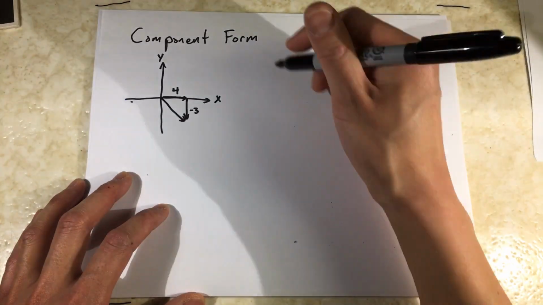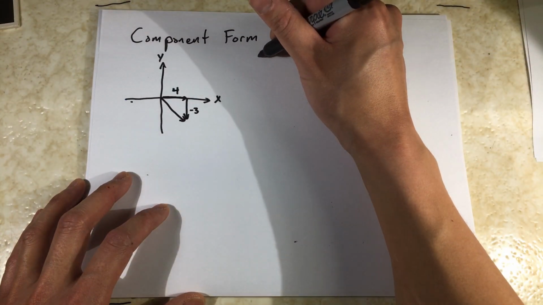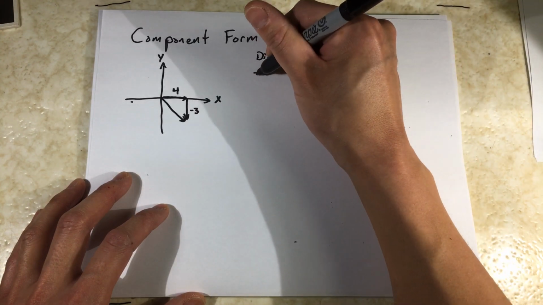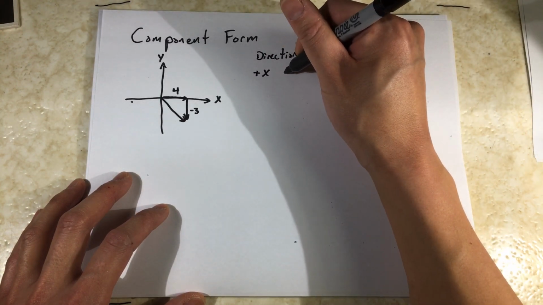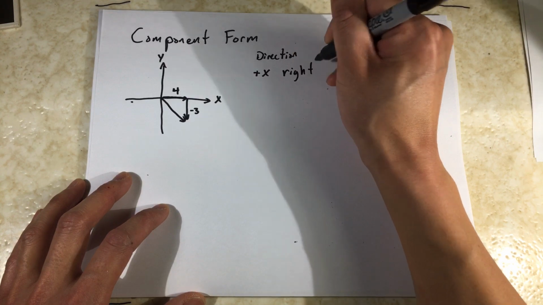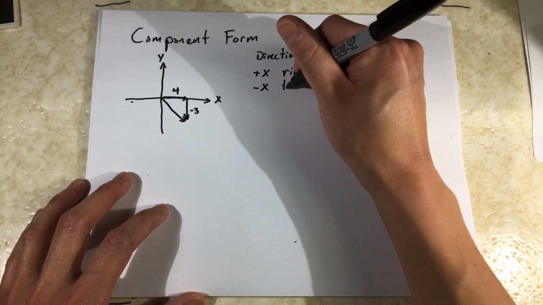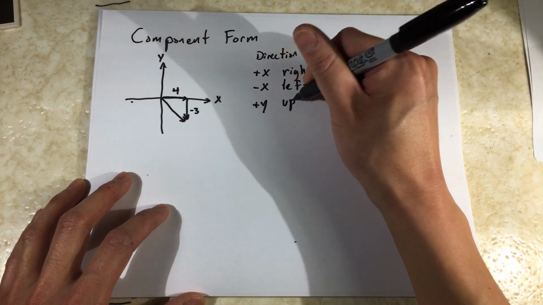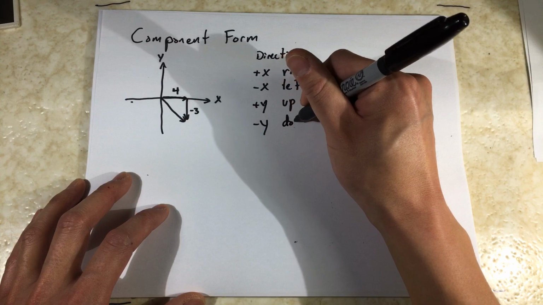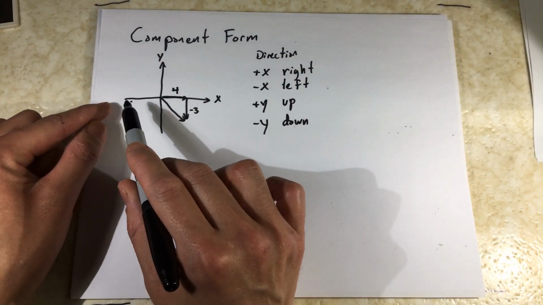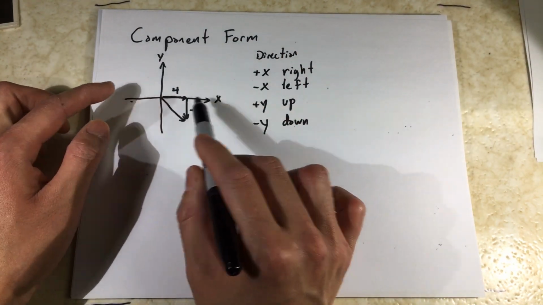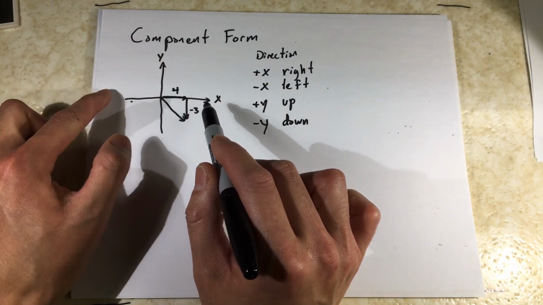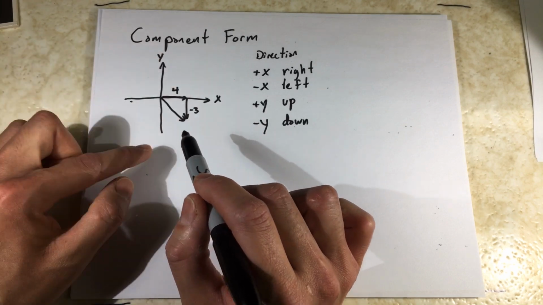And so in component form, there are a couple of things with how direction works. Basically, if you move in the positive x direction, that is to the right. Negative x direction is to the left. Positive y direction is up, and negative y direction is down. So when I draw these axes, I only draw arrows in the positive directions for x and y.